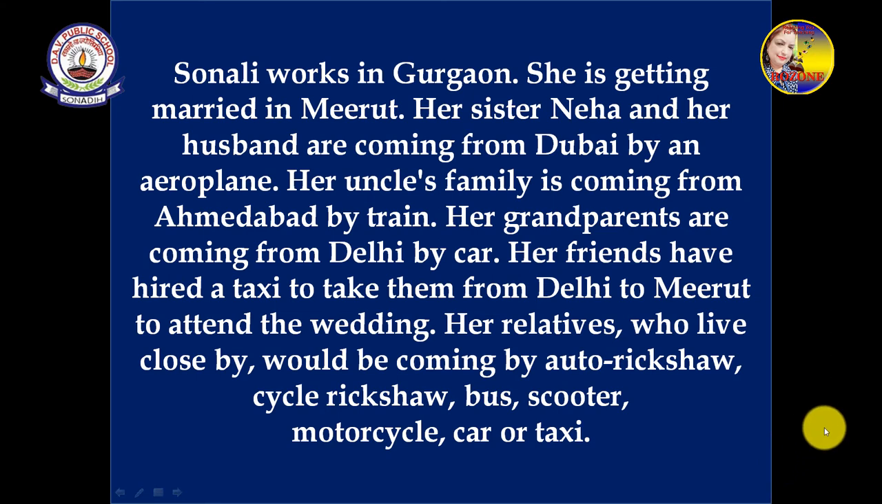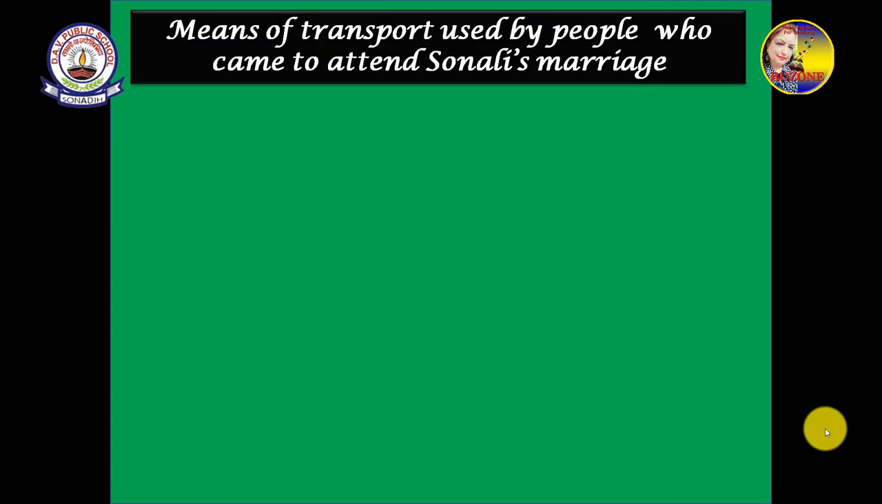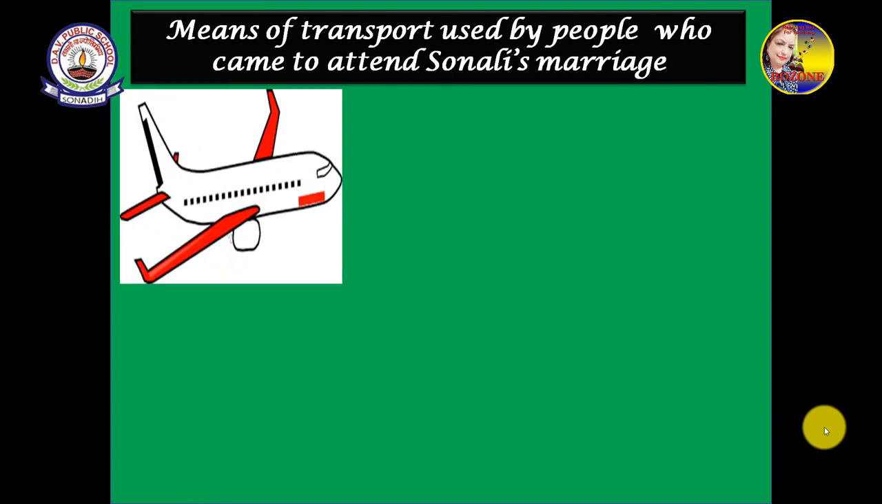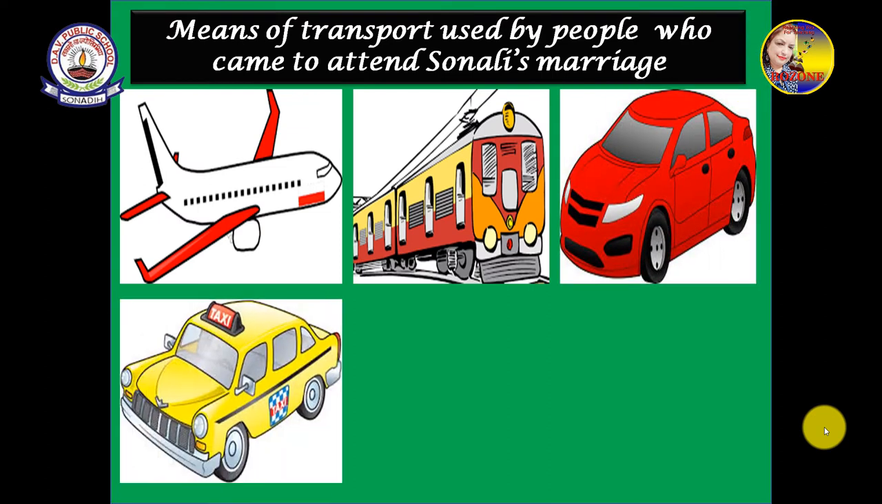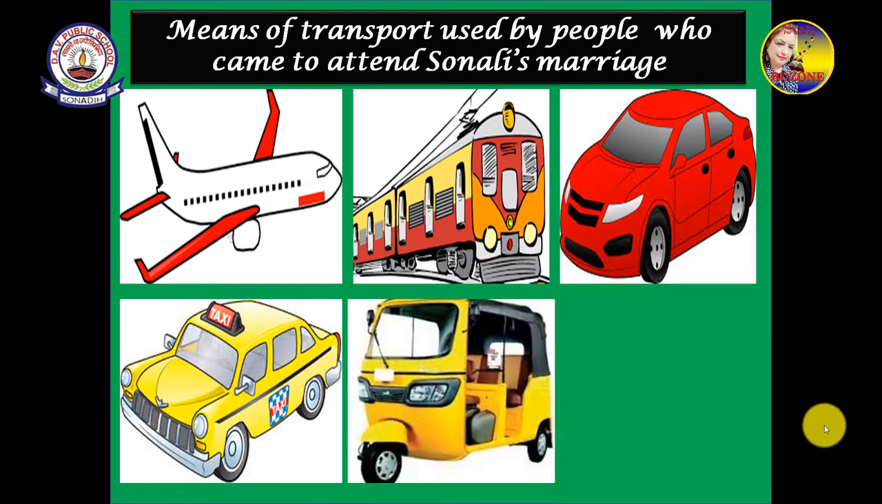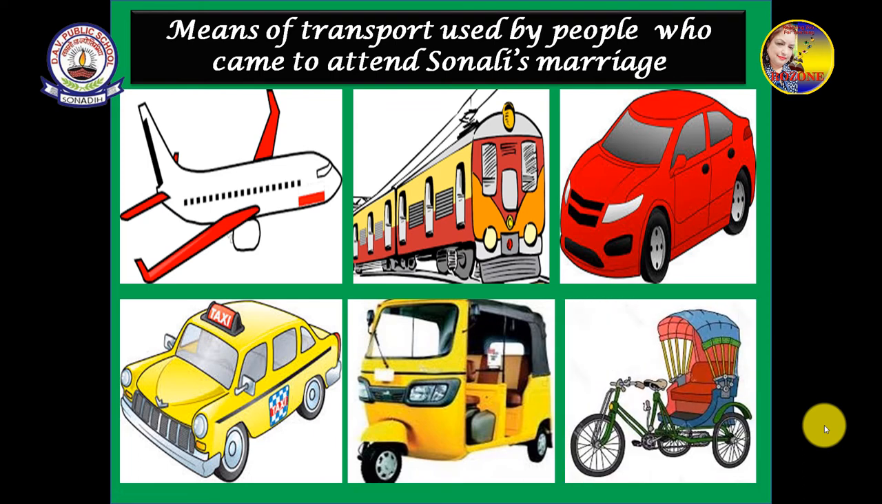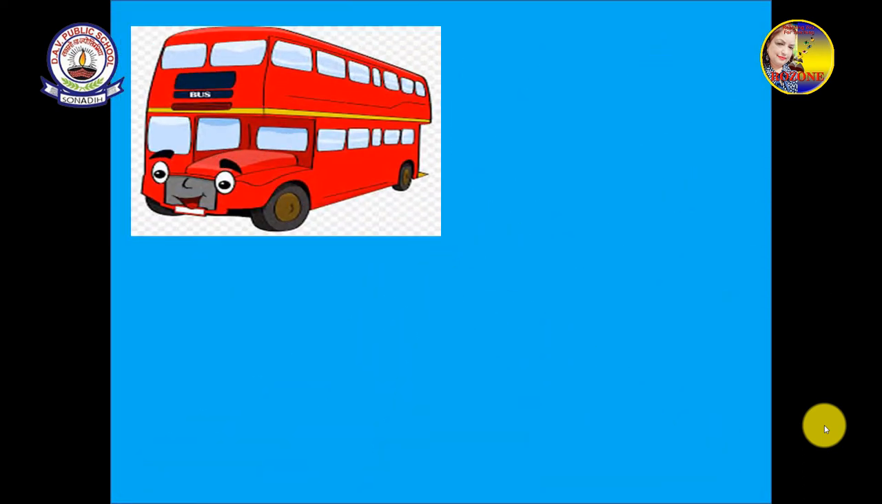And let us see those means of transport that are being mentioned here. So let's get started. Means of transport used by people who came to attend Sonali's marriage: aeroplane, train, car, taxi, auto rickshaw, then some more means of transport, bus.